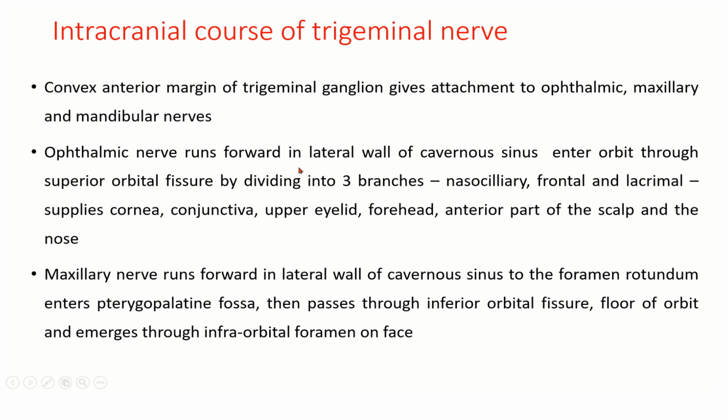The ophthalmic nerve runs forward in the lateral wall of the cavernous sinus and enters the orbit through the superior orbital fissure, dividing into three branches, namely the nasociliary, frontal and lacrimal. It supplies the cornea, conjunctiva, upper eyelid, forehead, anterior part of the scalp and the nose.